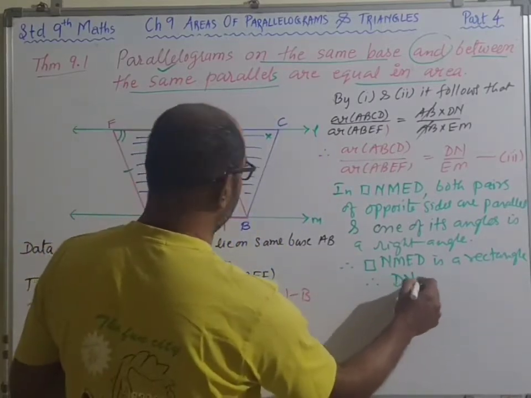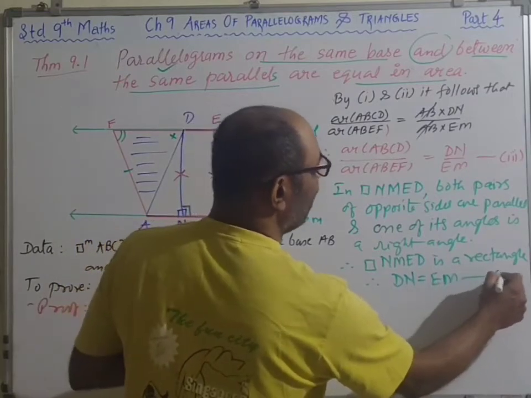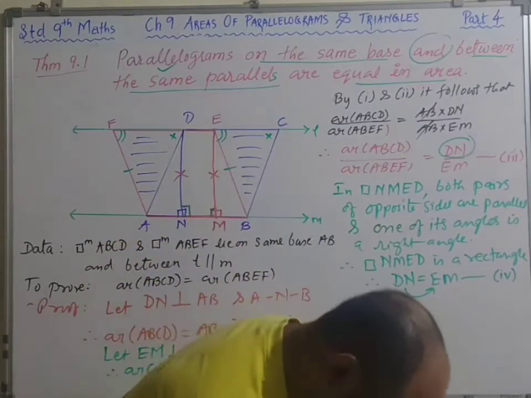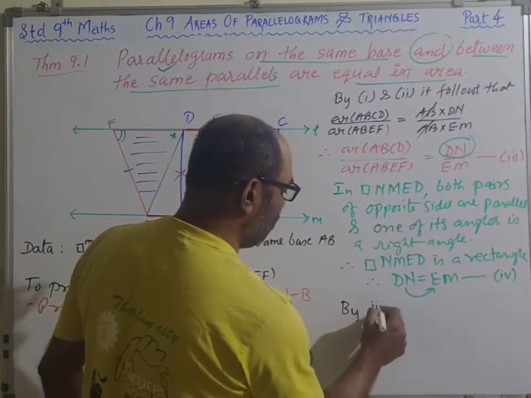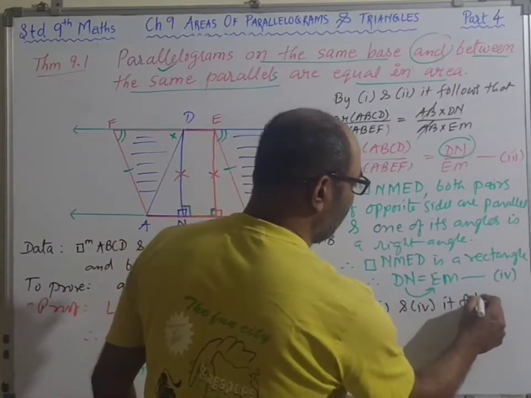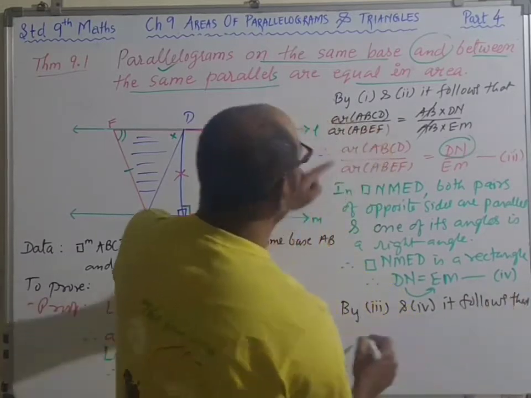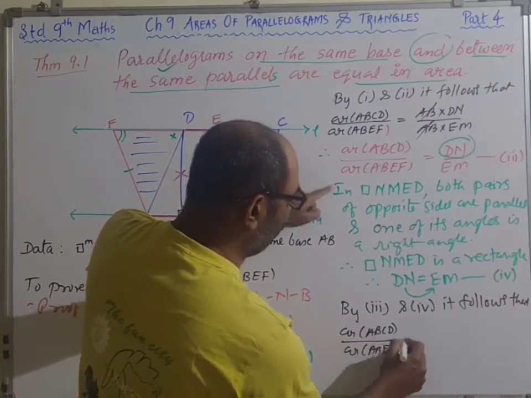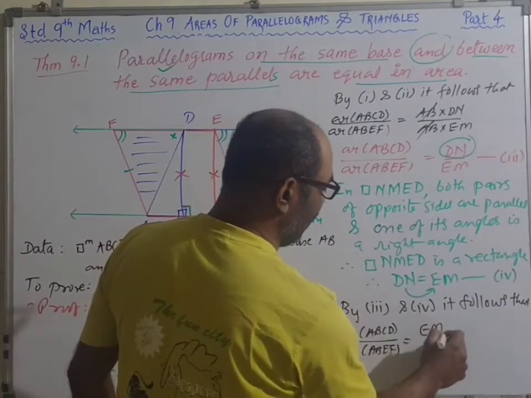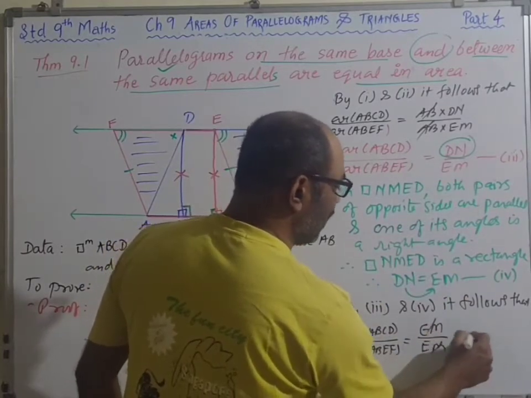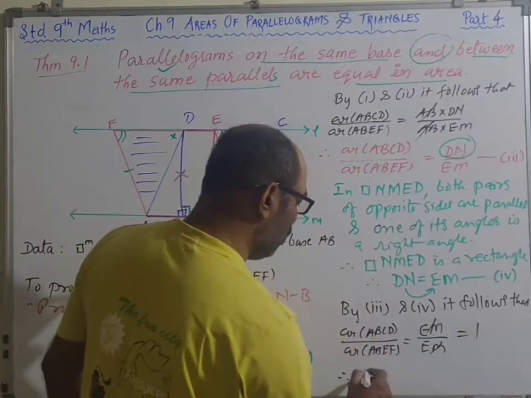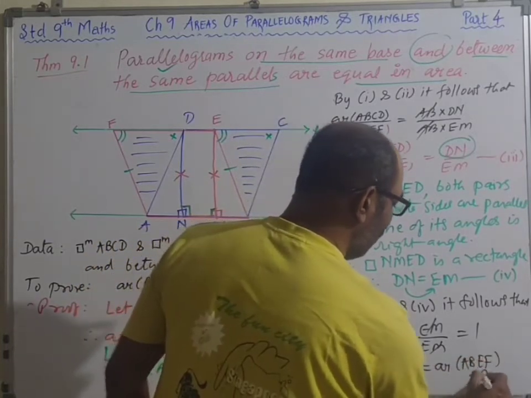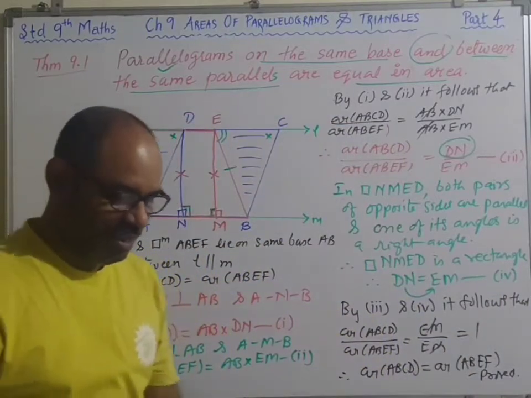Therefore, DN is equal to EM. Result 4. Remove DN and in that place you write EM. Correct? So by 3 and 4 we are going to use two results. By 3 and 4 it follows that area of parallelogram ABCD upon area of parallelogram ABEF is equal to DN, but in place of DN we are going to write EM, upon EM. So that cancels, so that is equal to 1. Therefore, area of parallelogram ABCD is equal to area of parallelogram ABEF. Proved. Did you understand, children? Sure. So that was another method.